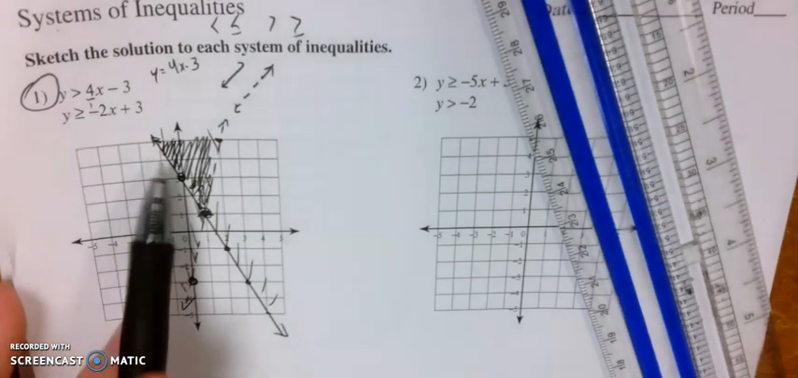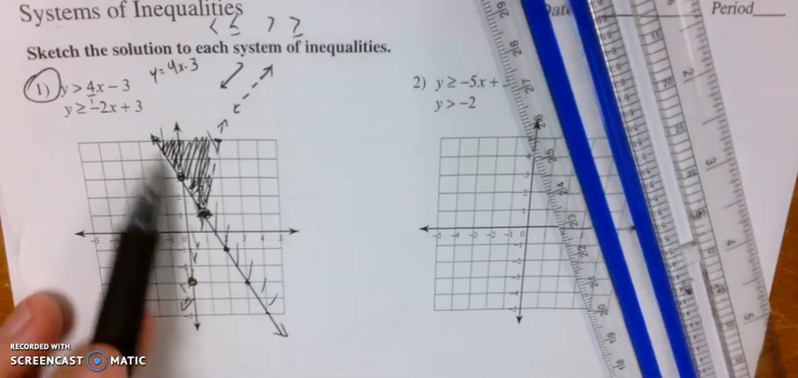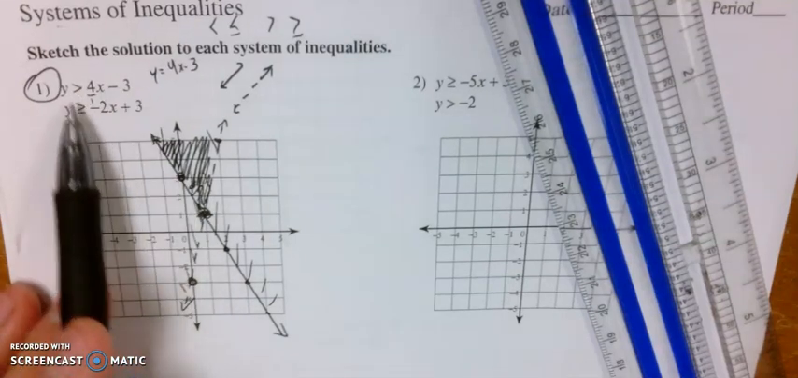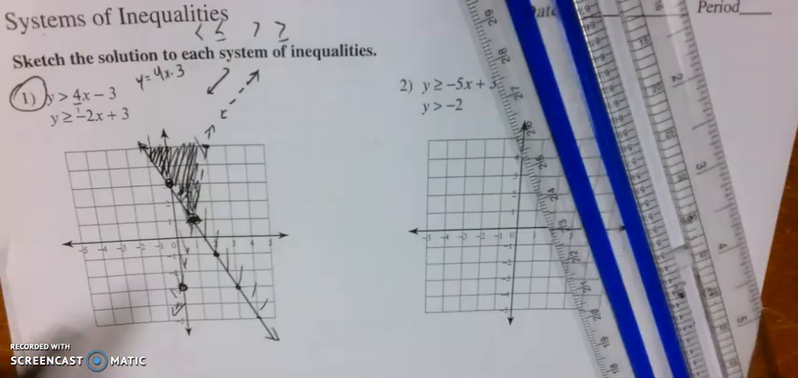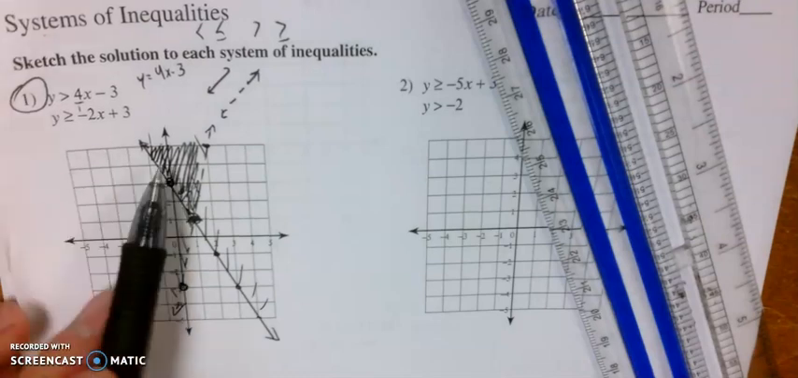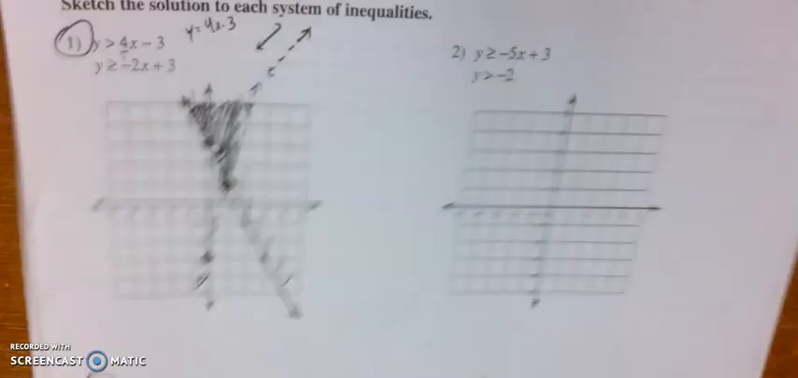So since we have inequalities, any single point within this shaded region or on the solid line would satisfy both inequalities. If these were both equal signs, however, then I'm looking simply for the point of intersection, which we found to be 1, 1. But they're inequalities, so our solution set should be a shaded region. All right, 2 more examples, and then we're going to cut you loose.